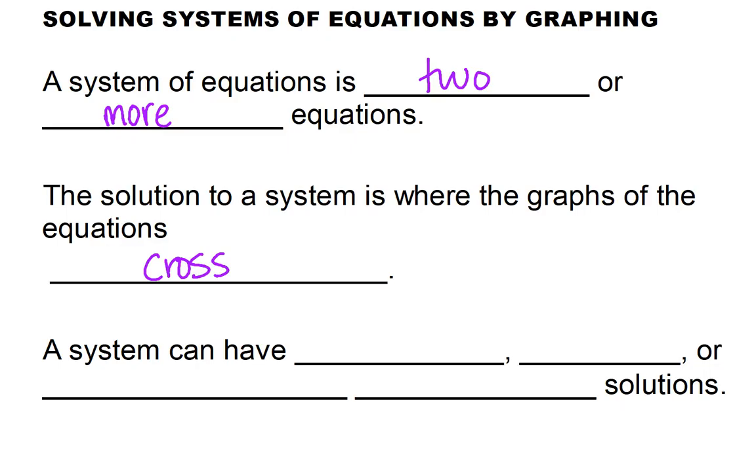Okay? Now, a system can have 3 different answers, 3 different solutions. A system can have one solution, which is the point. It can have no solutions, which means they do not cross. Or it can have infinitely many solutions. This is the word I always misspell.